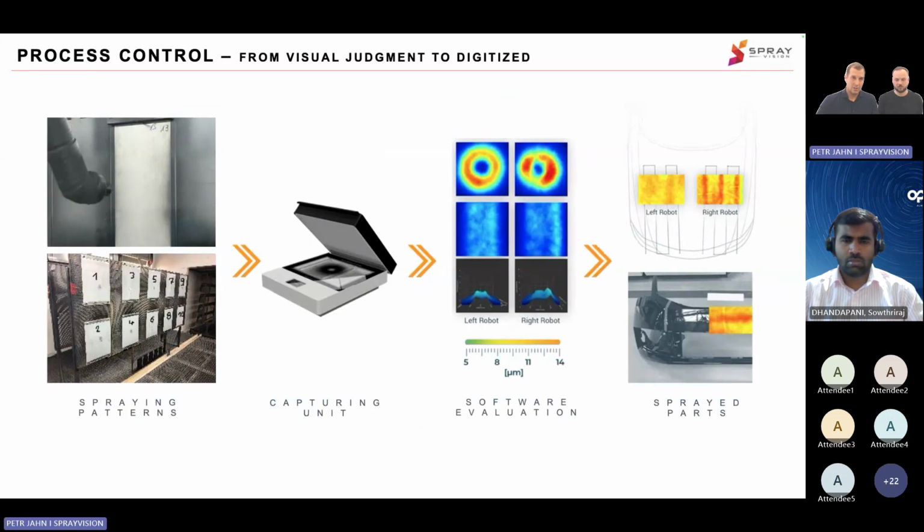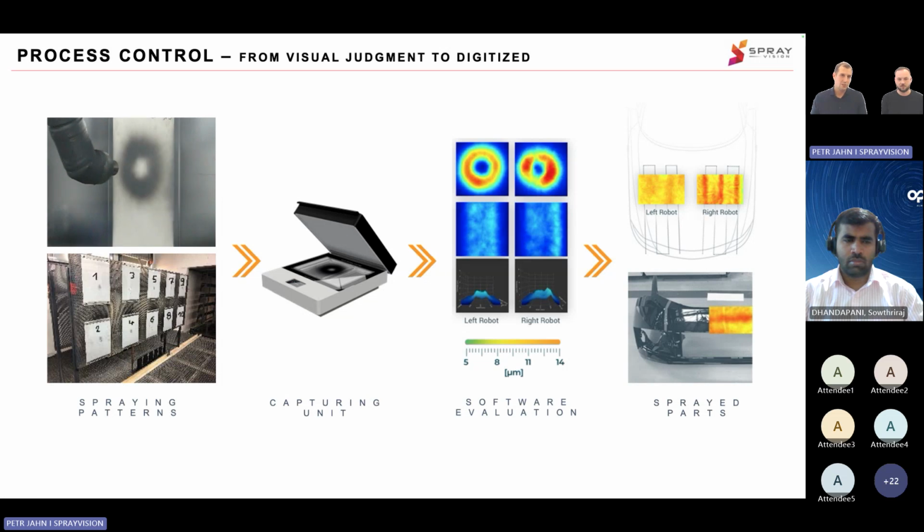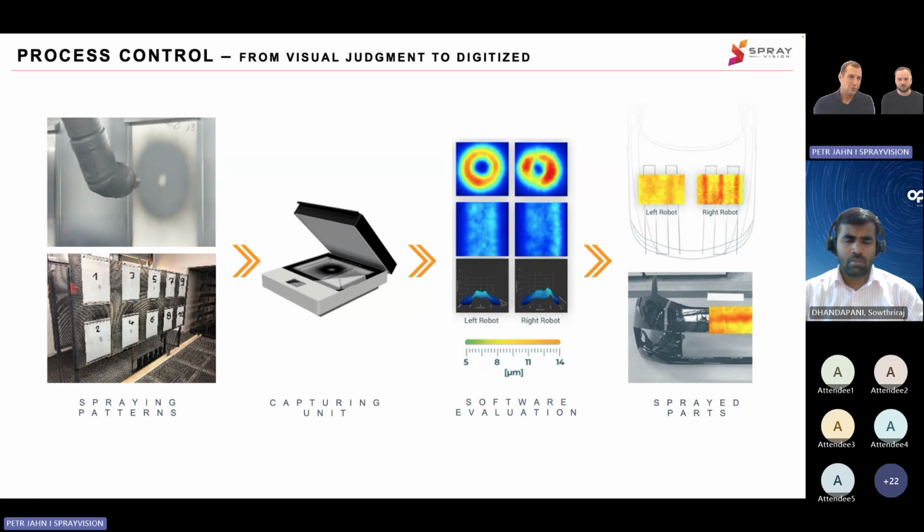Now we will cover one of the main topics, which is scrap reduction, and how we are addressing it. It's through our module, which we call process control. Process control is based on static or dynamic spray patterns from the coating line. If you have one robot, you can just spray it and collect it.